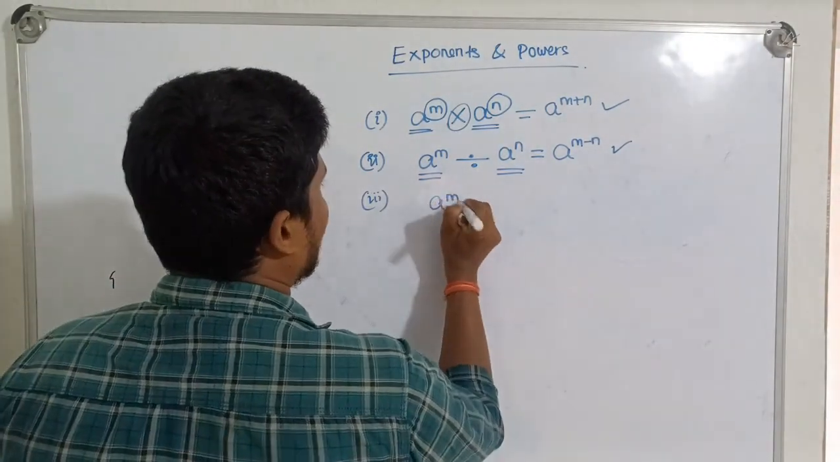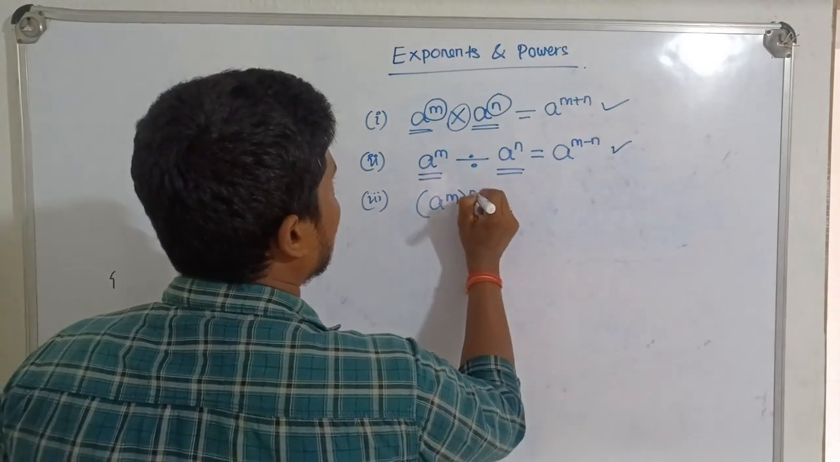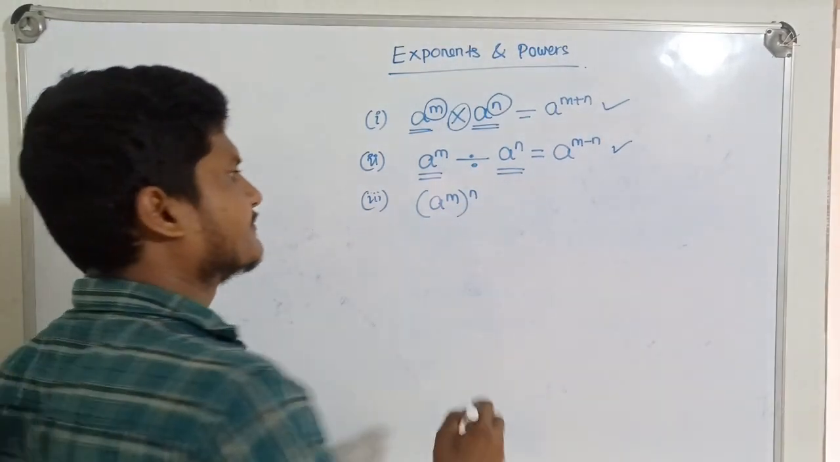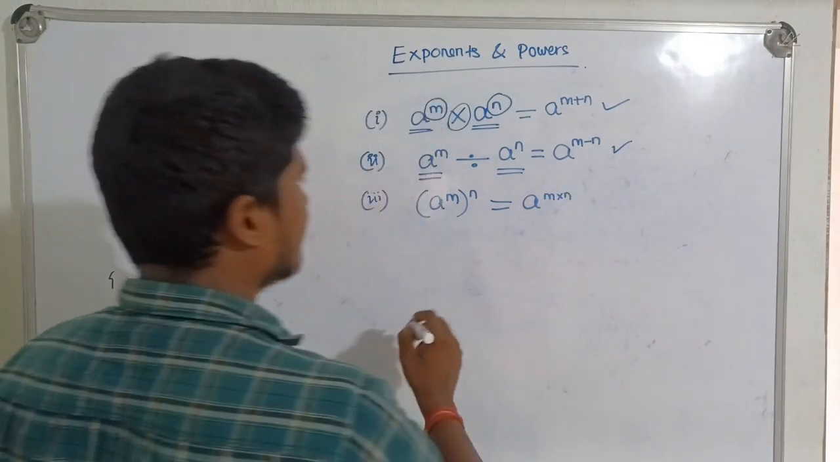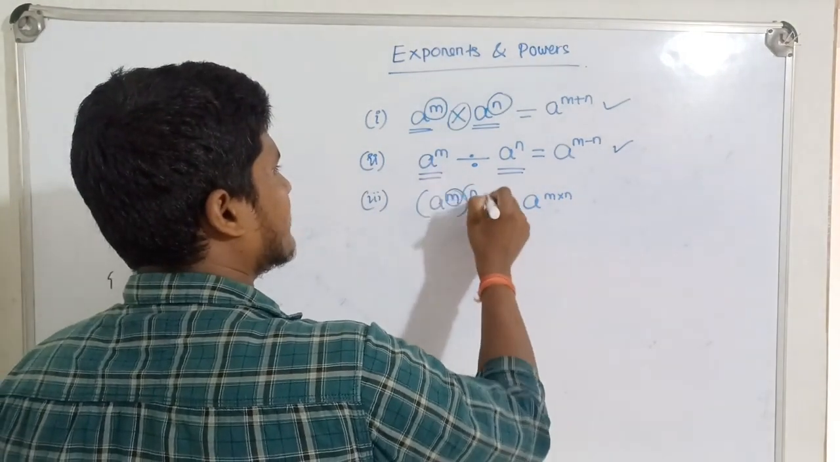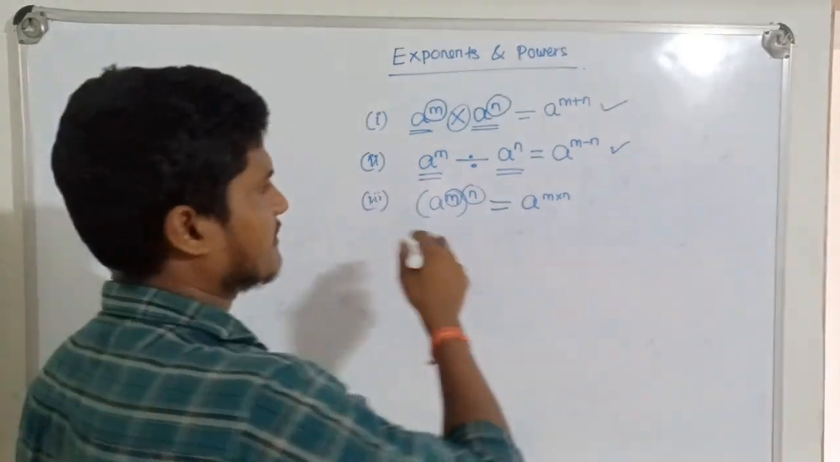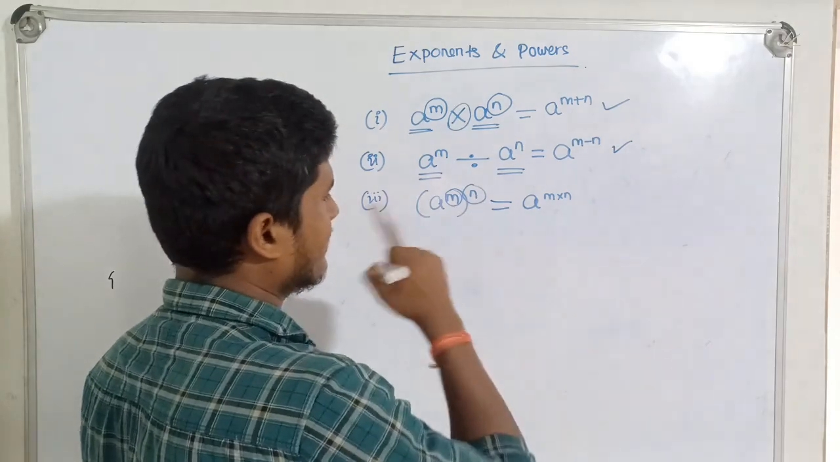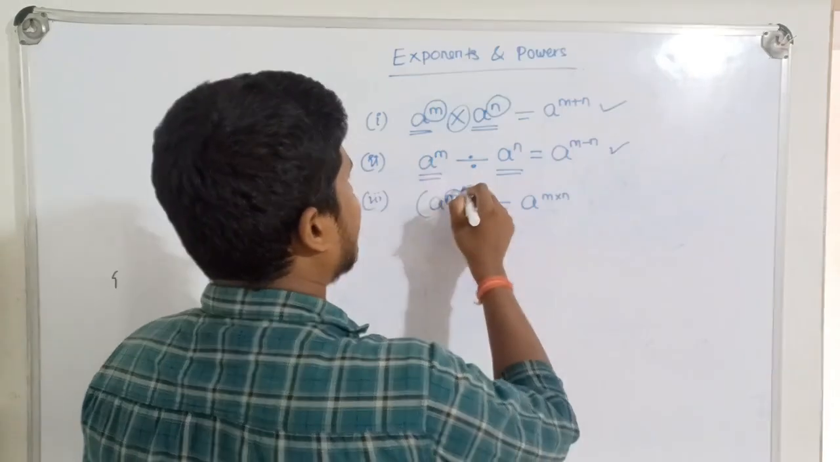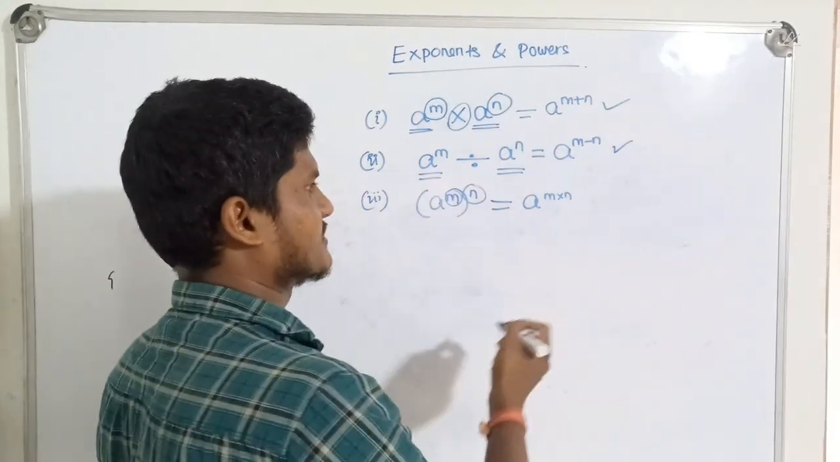Here (a to the power m) whole to the power n. So what will be the result? This is a power, this is also a power. When these two powers are like a to the power m, bracket close, and n, in that case you can directly multiply these two powers.